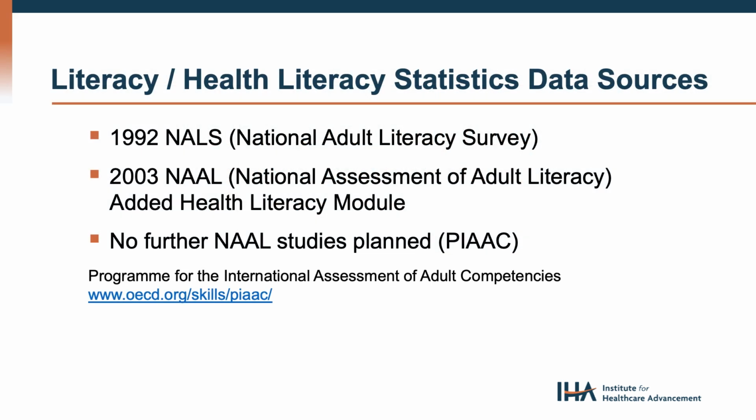So let's move on. Let's take a look at some statistics of literacy and health literacy. As I mentioned, two studies. These are old studies. The 1992 NALS study, the National Adult Literacy Survey, which did strictly literacy levels. And then in 2003, the NAAL, National Assessment of Adult Literacy. They added a health literacy module. So the statistics that we use here are from this 2003 study.